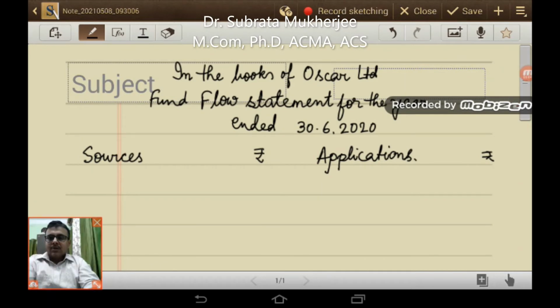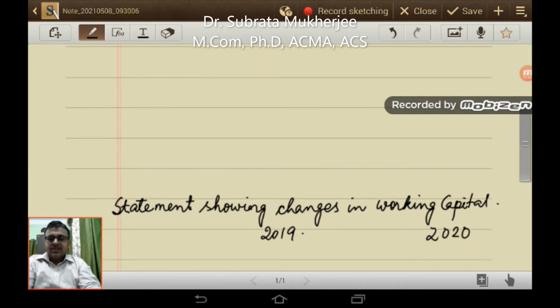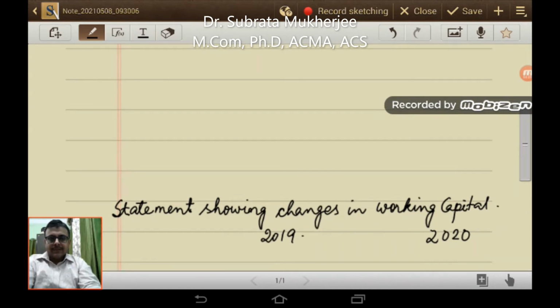So now we will solve the problem. First of all, I have prepared the structure of the fund flow statement. We need to prepare two statements. One, the fund flow statement for the year ended 30th June 2020, where the sources and application of fund will be recorded. And number two is a statement showing the changes in working capital during the year 2019 and 2020.